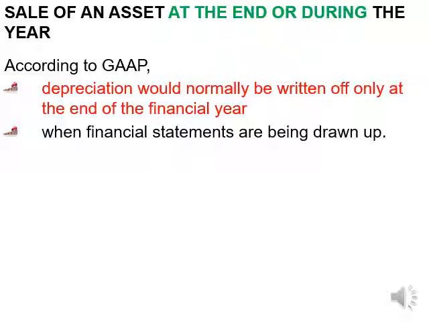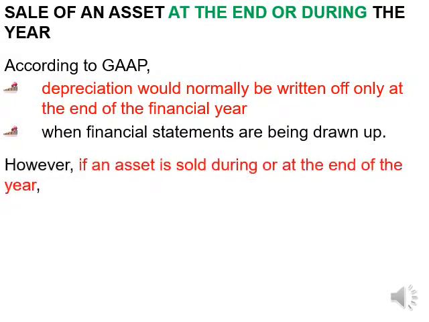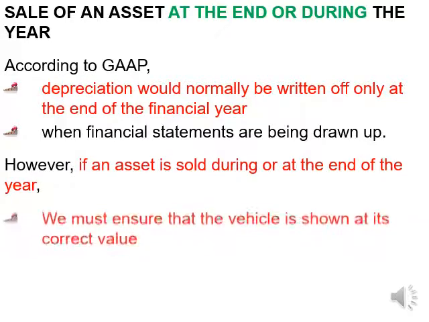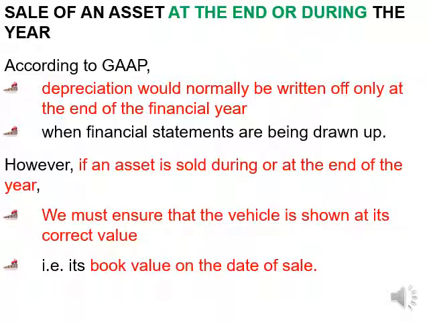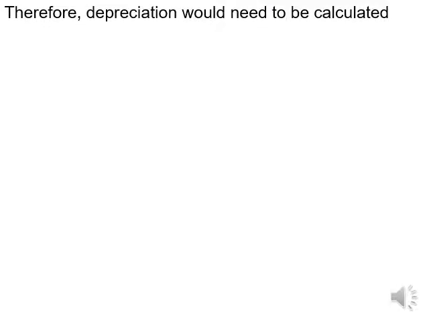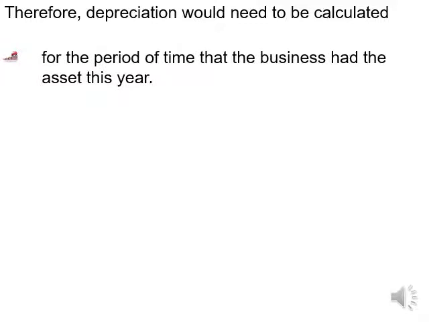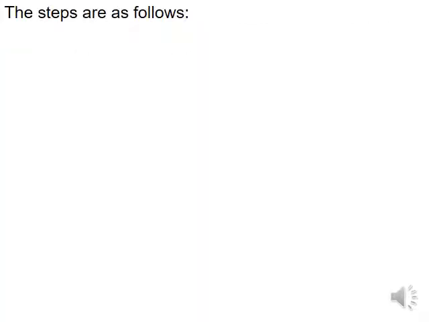Now, how do we get the book value? Cost minus accumulated depreciation. That means the accumulated depreciation must be updated up to the point of the date of sale. Therefore, depreciation would need to be calculated for the period of time that the business had the asset for the current year. Now let's go through the steps of asset disposals again.